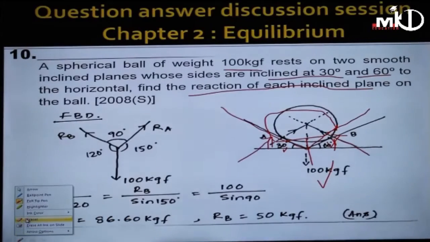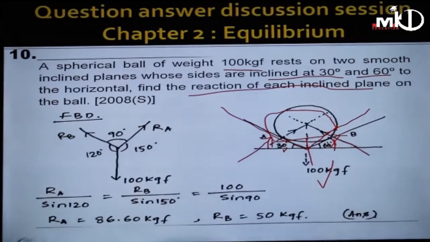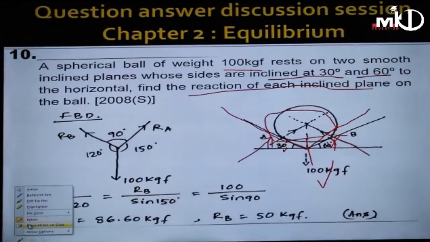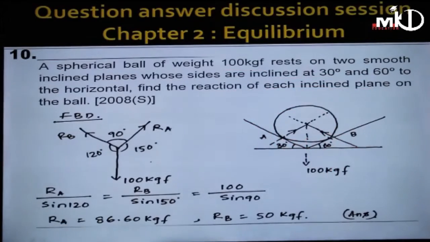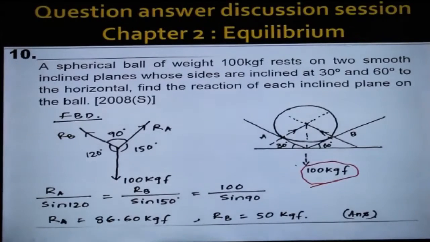Again we will use Lami's theorem to solve this problem, because there are only three forces. One is 100 kg force, which is acting downward, because irrespective of the position, the weight is always acting downward. Only the reactions RA and RB we have to find. So three forces are there, we can easily use Lami's theorem.